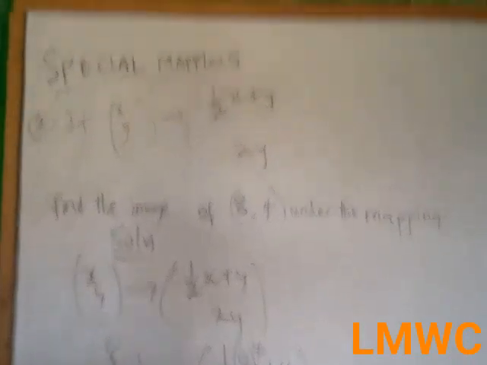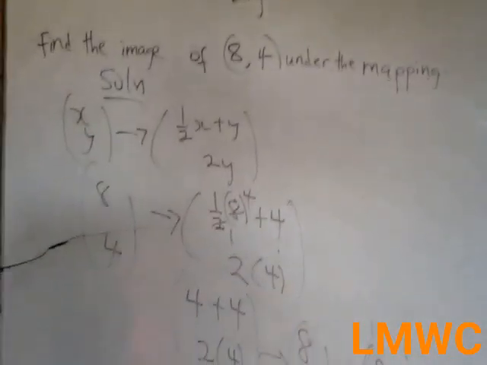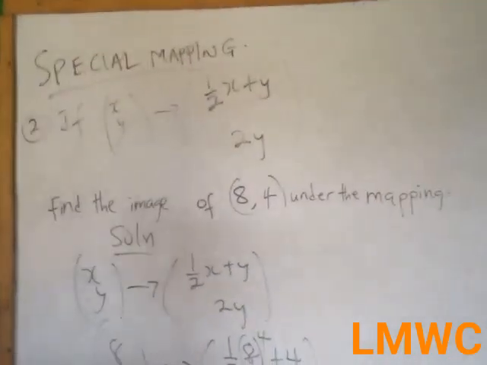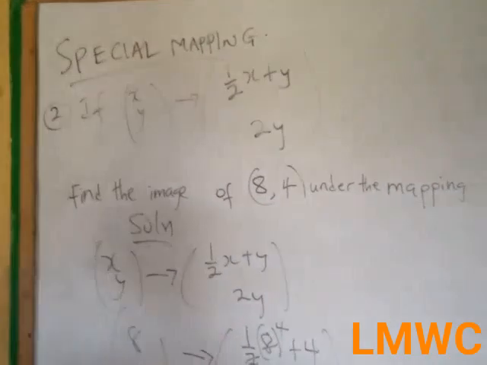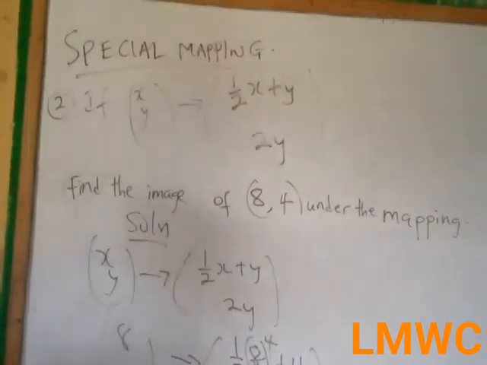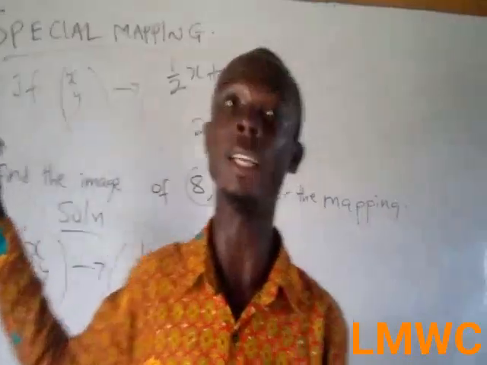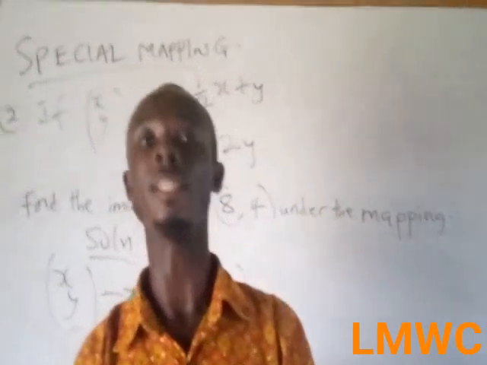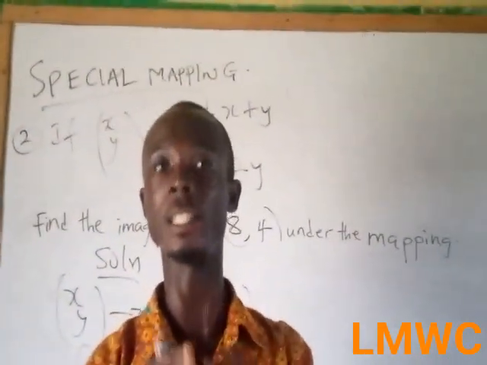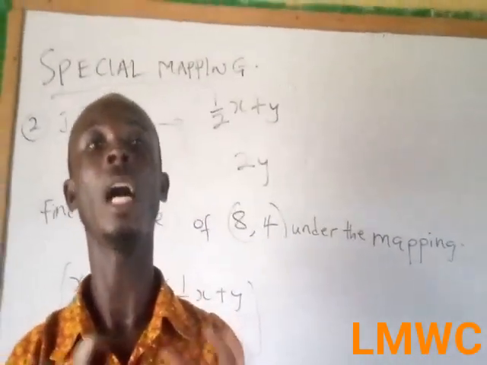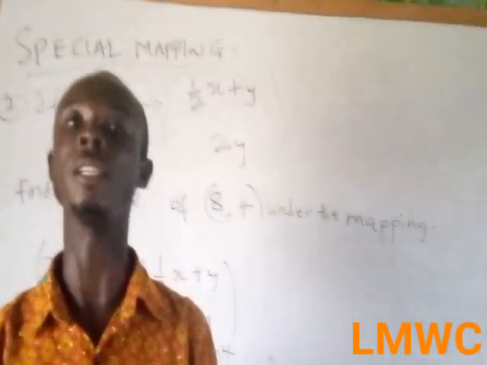So always under special mapping, take note that you will be given the rule or the formula, so that you will substitute your x value and y value and work out the points to get a new image. So this brings us to the end of today's lesson, and in our next lesson I will teach you translation, and you will really appreciate how I will be teaching translation. Thank you.